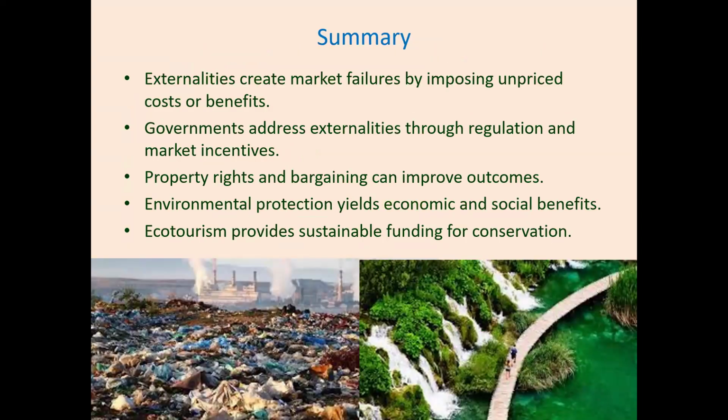To summarize what we learned today, we learned externalities create market failure by imposing unpriced cost or benefit. Unpriced means that nobody is paying for those costs and benefits. Government can address these externalities through regulation and market incentives. So there are different approaches the government can take.